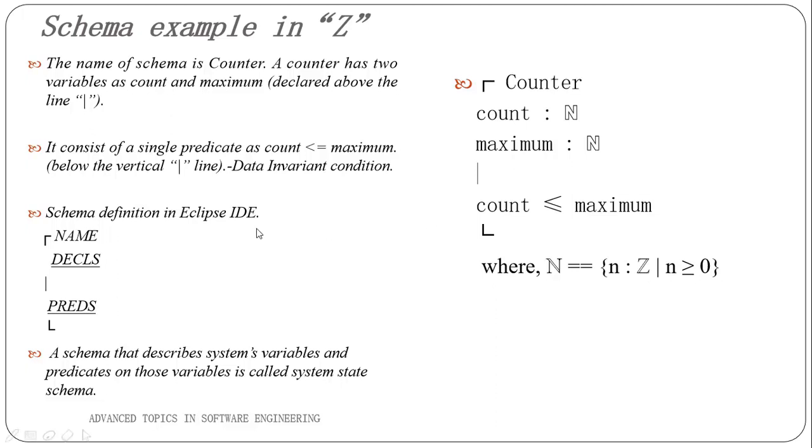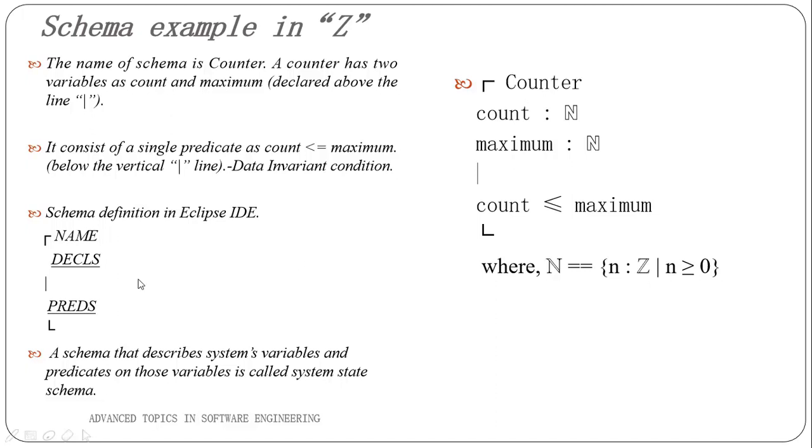So a standard schema definition in Eclipse IDE is written like this: first of all we write the name of the schema. It is followed by the declaration part. Then there is a vertical line that represents a separation between the declarations and predicates, and there is a predicate part after the separating line. If we correlate this standard schema with our example, you can see here first is the name of the schema.